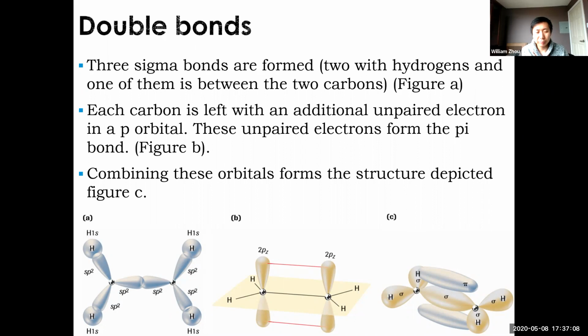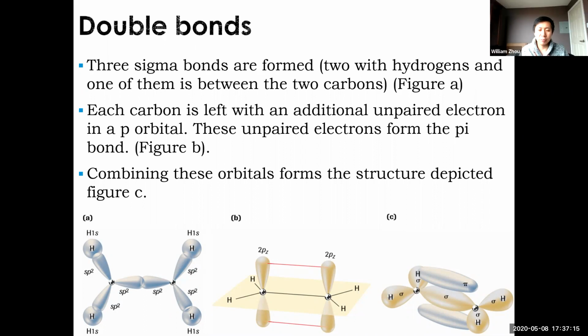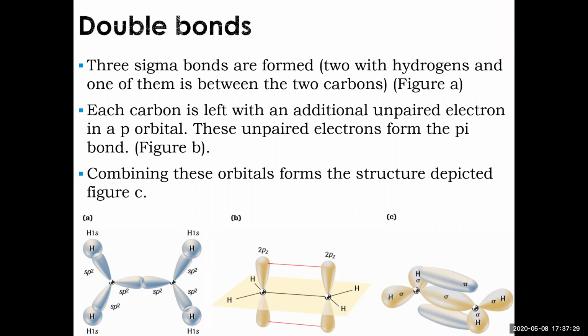Okay, another question? Is there only 1 pi bond in graph C? Yeah, in C, there's only 1 pi bond. Despite having 2 lobes for the blue, only 1 pi bond. Okay, so a double bond consists of 1 sigma and 1 pi bond. Does that make sense? Yeah.